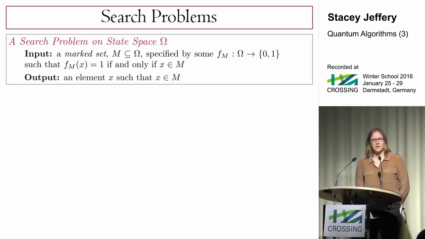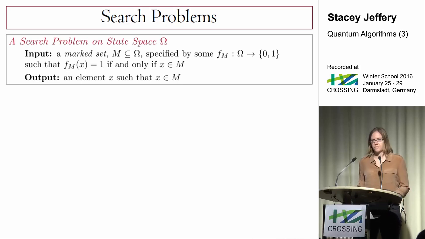And we imagine that M is specified by the input in some way, and we also imagine we have some function f_M, which tells us if something is in M. So f_M(x) is 1 if and only if x is in M, and this is how we tell if something is in M. And what we want to output is some x such that x is in M. So we want to find an element of the marked set.